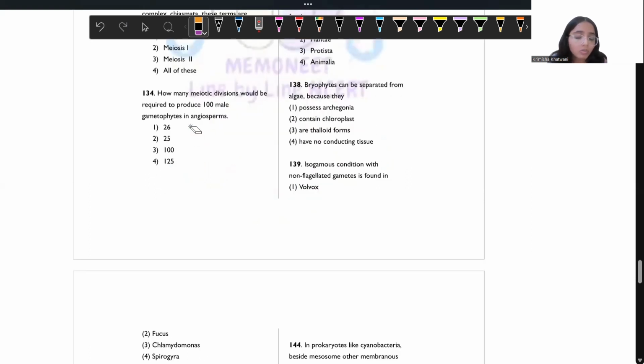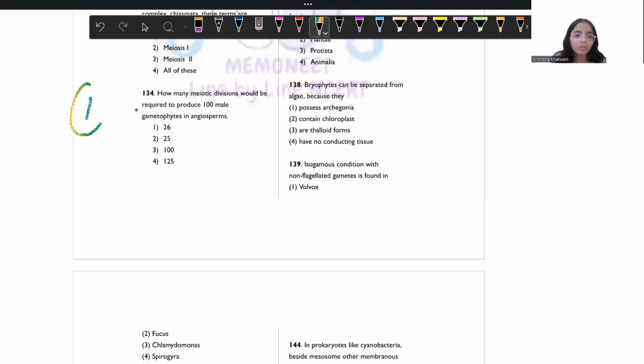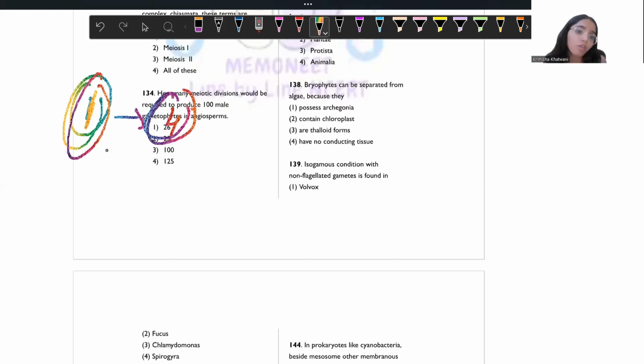Next, question 134. How many meiotic divisions would be required to produce 100 male gametophytes? So let us see. One cell will produce 4 male gametophytes, or 4 pollen grains. That is, one pollen mother cell will produce 4 pollen grains. So how many will be required for 100? It is 100 into 1 by 4, which is 25. So option number 1 is correct.